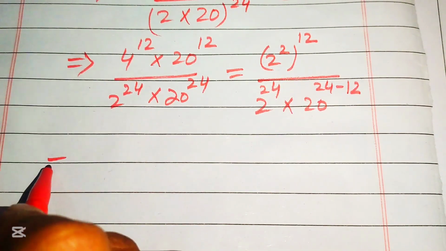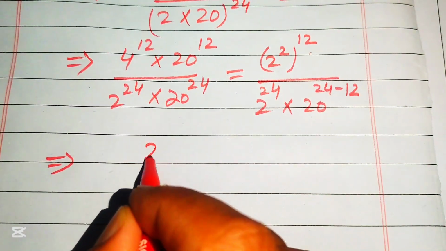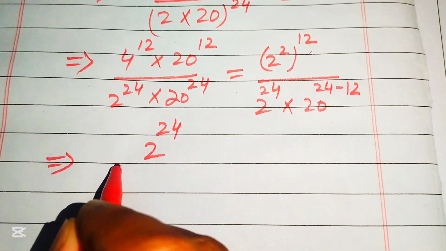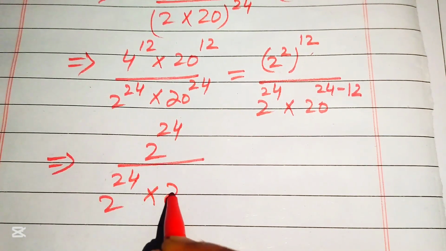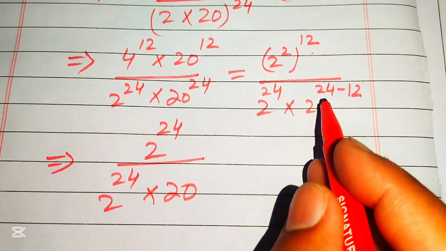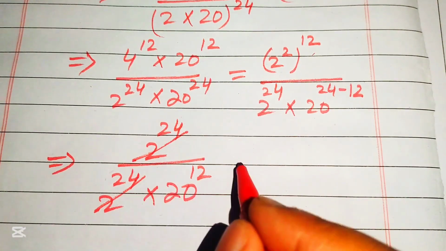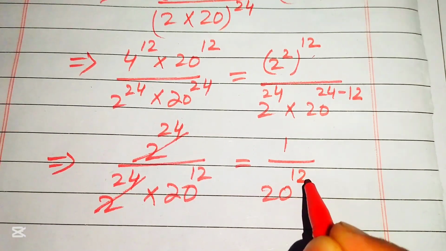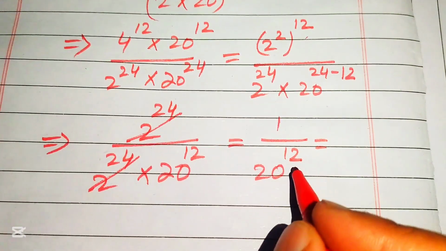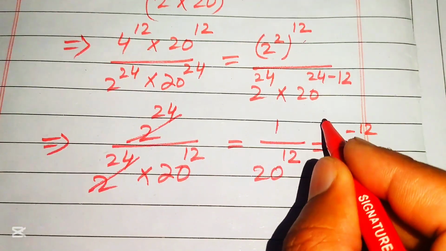Okay, so in the next step we multiply these two exponents and you see here 2 times 12 becomes 24 and it is divided by 2 to the power of 24 multiplied by 20 to the power of 24 minus 12 equals 12. So this term is cancelled out by this term and we have 1 over 20 to the power of 12, or in other words we write this term as 20 to the power of minus 12.